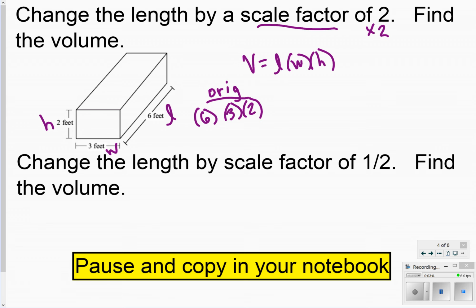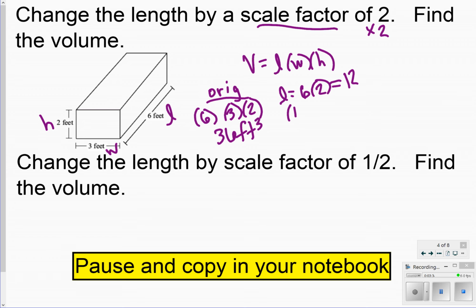I think I got that wrong. We would get that the volume is 36 feet cubed. So that would be our original volume. So if we're going to change the length by a scale factor of 2, and our length in this case is 6, we want to figure out, if we're going to do it by 2, it would be 6 times 2. So now our length is going to equal 12.